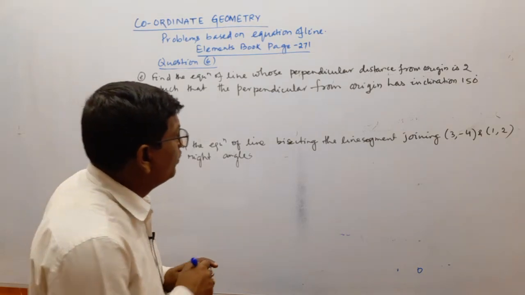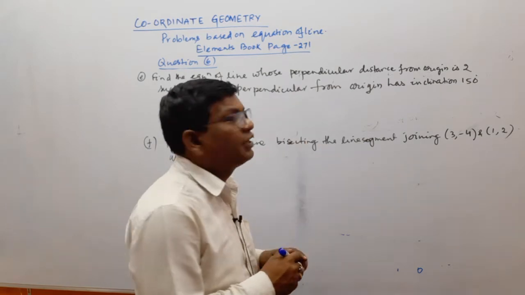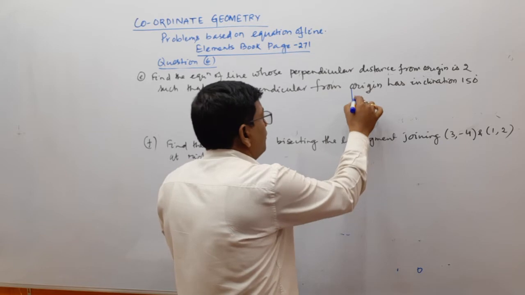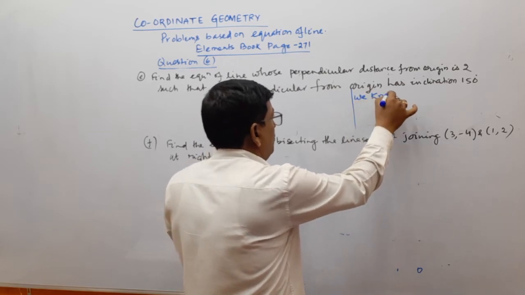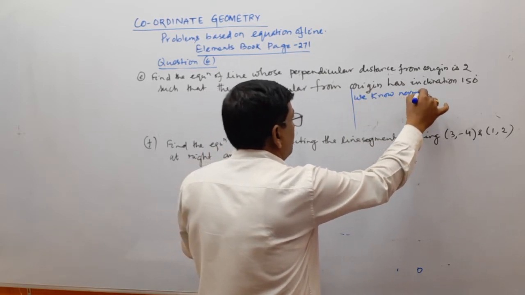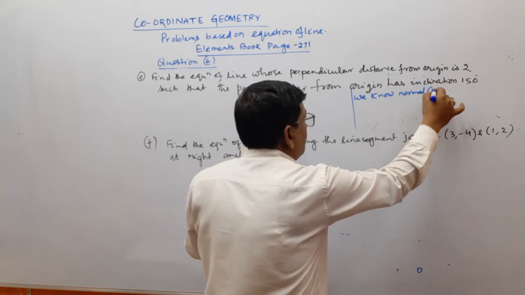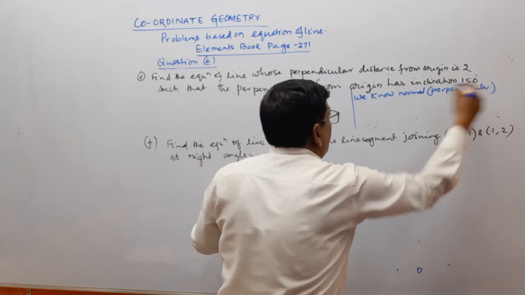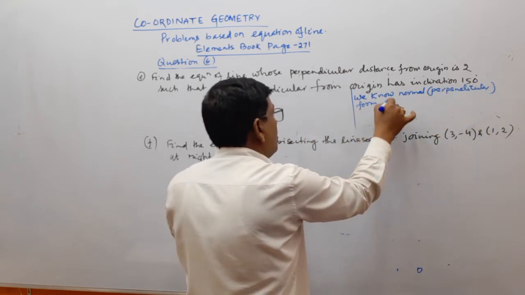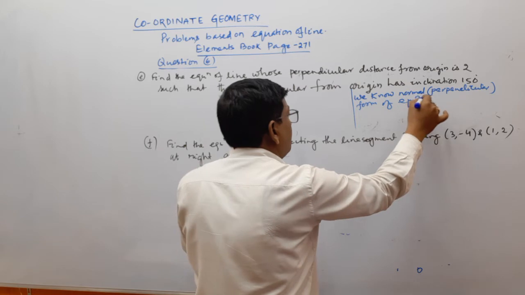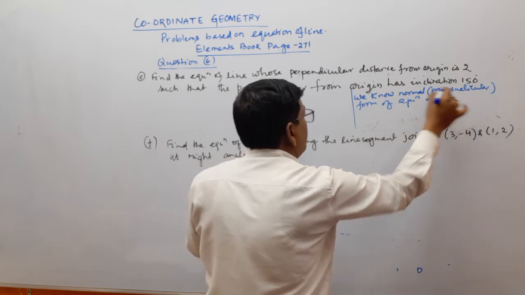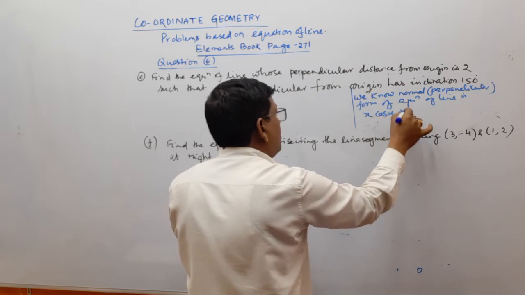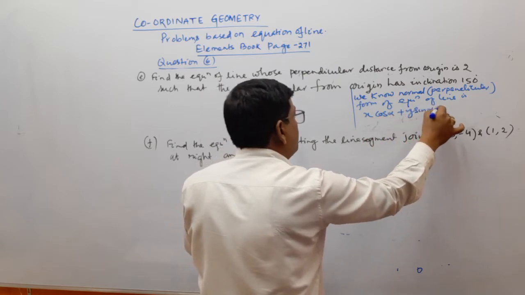Okay, we know the normal form of the equation of a line. The normal form, or perpendicular form, of the equation of a line is x cos alpha plus y sin alpha is equal to p.